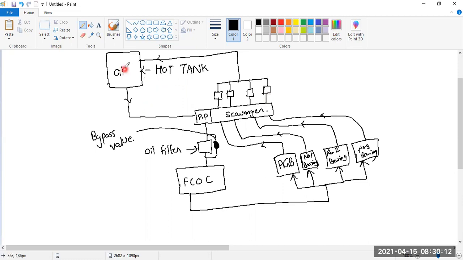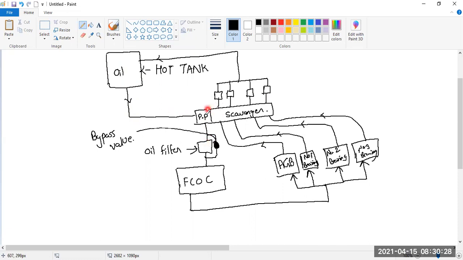So what is happening over here is oil is stored in the oil tank. From the oil tank, the oil will come under pressure. Oil will come over here and will enter the pressure pump. The function of the pressure pump is to create the pressure. It creates high pressure and passes the liquid further.